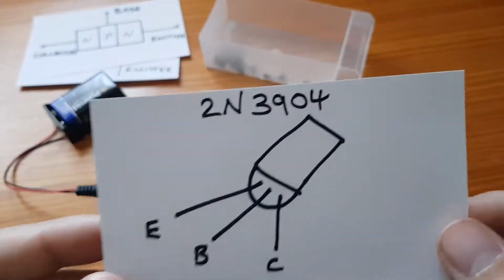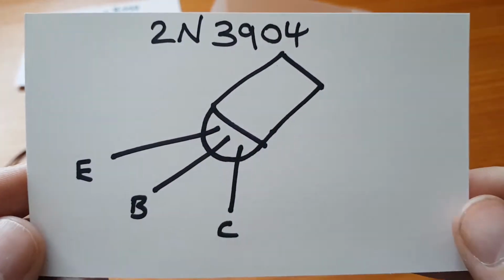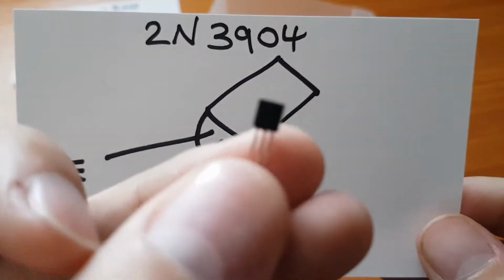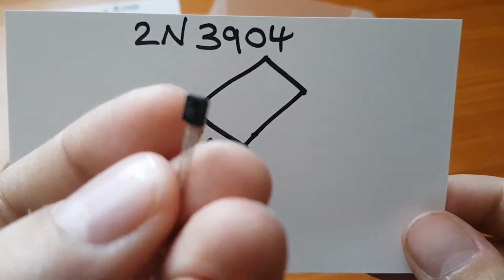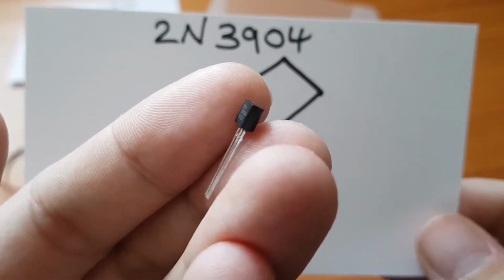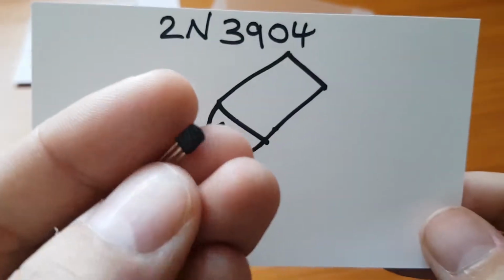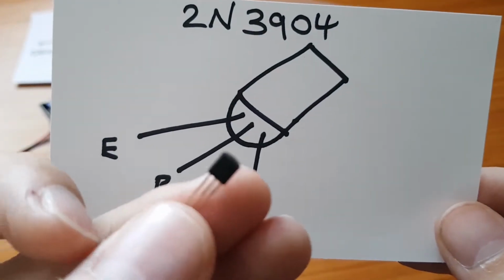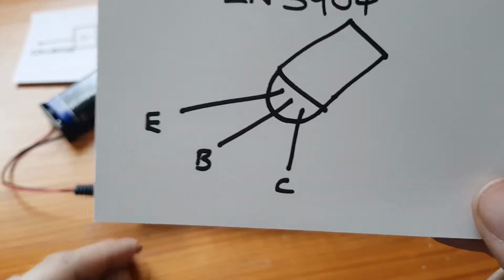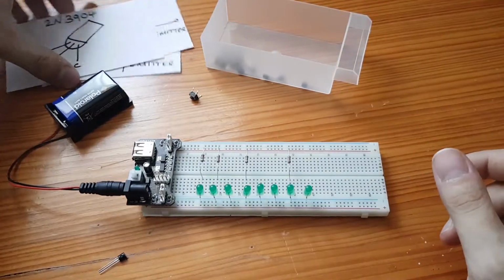And the ones we're going to be using are the 2N3904s, which look a little bit like this. You saw one a little bit earlier, looks like that. It's got a flat face at the front and a curved bit at the back. And going from left to right, looking at the flat face, it's emitter, base, and collector. Okay, so that's a very, very basic introduction to a transistor.